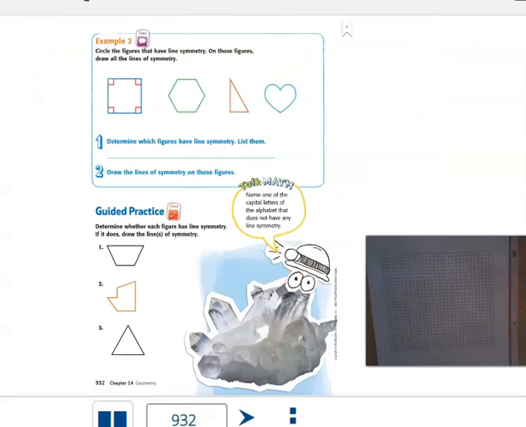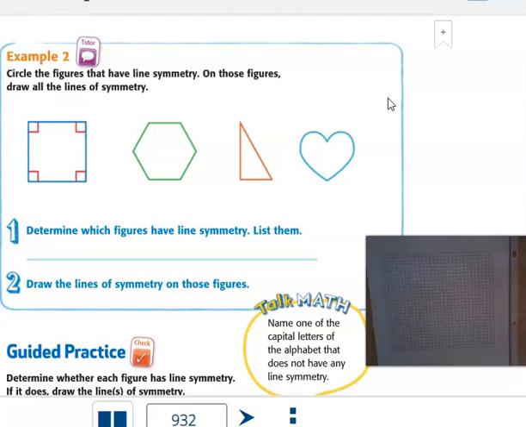In example 2, it has you circle the figures that have lines of symmetry. So the ones that do, you're going to circle, and leave out the ones that don't. And on the ones that you've circled, please draw all the lines of symmetry. Remember, they may have more than one, and you're going to have to draw all the ones that you can see. Some shapes have several, so pay attention to that. Just because you found one doesn't necessarily mean you're done. List the figures that have lines of symmetry and draw the lines on those.